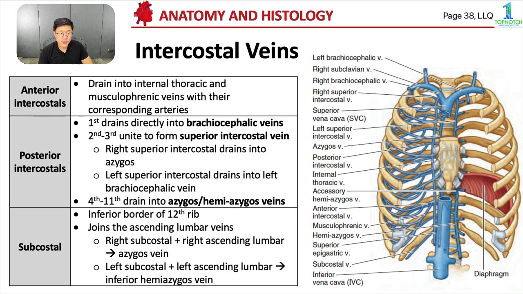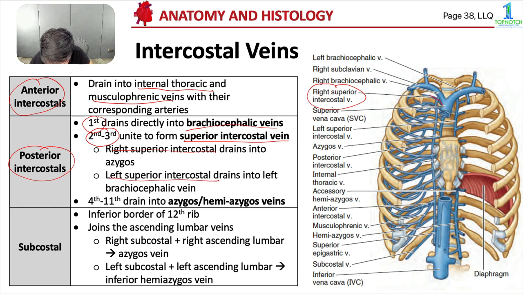For the intercostal veins, the anterior intercostal veins follow the corresponding arteries. So, nagdrain sila into the internal thoracic and musculophrenic veins. Your posterior intercostal veins, the first directly drains into the brachiocephalic vein. Your 2nd and 3rd unite to form the superior intercostal vein. So, for example, here, the right superior intercostal vein drains into the azygos vein, while the left superior intercostal drains directly into the left brachiocephalic vein.